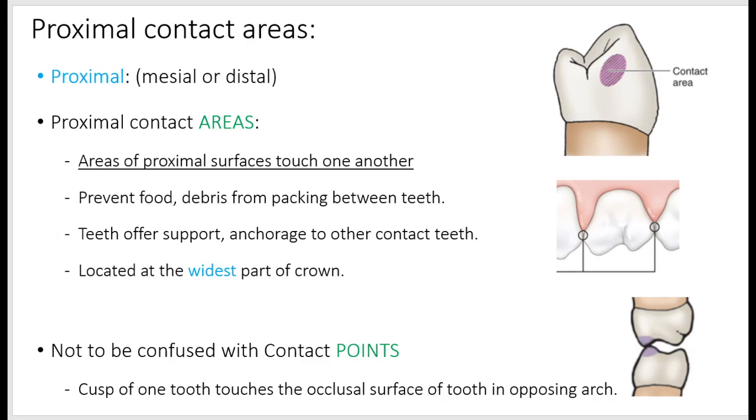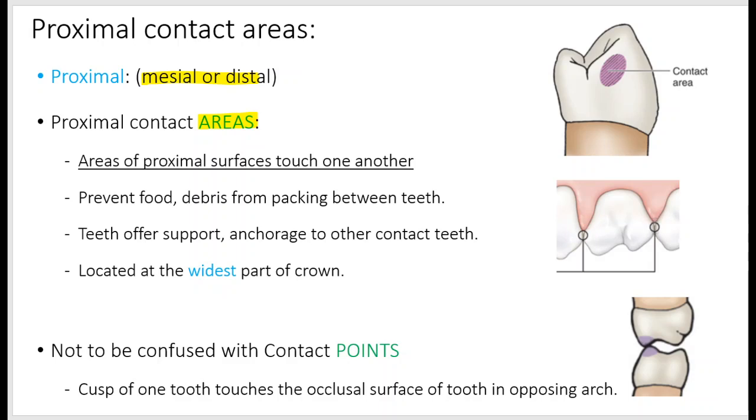We have some areas of contact, and these are usually between the teeth. So we know that proximal or interproximal areas technically are the areas between the teeth. So mesially and distally, right? We have interproximal contact. This is the proximal, mesial or distal. We have proximal contact areas. So these are the areas that are found on the teeth, on the mesial and distal side of the teeth, and that's where each tooth touches the other tooth.